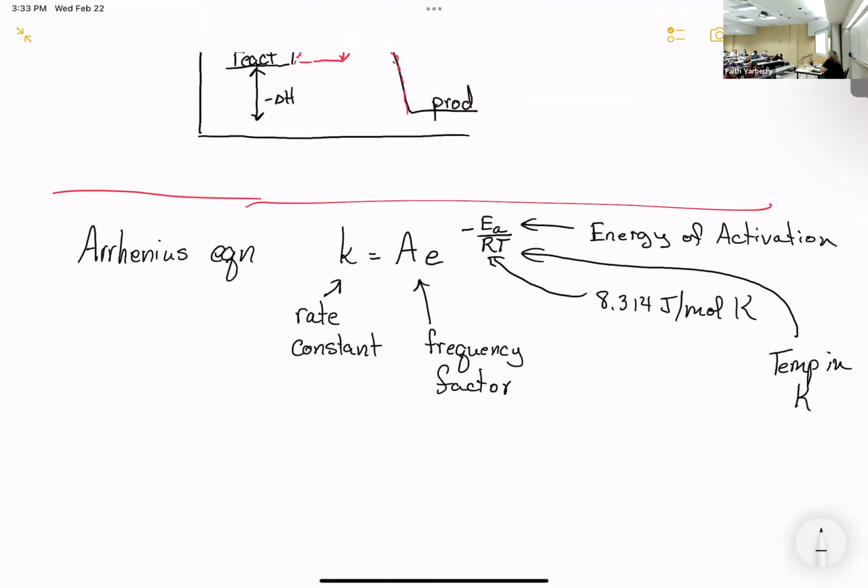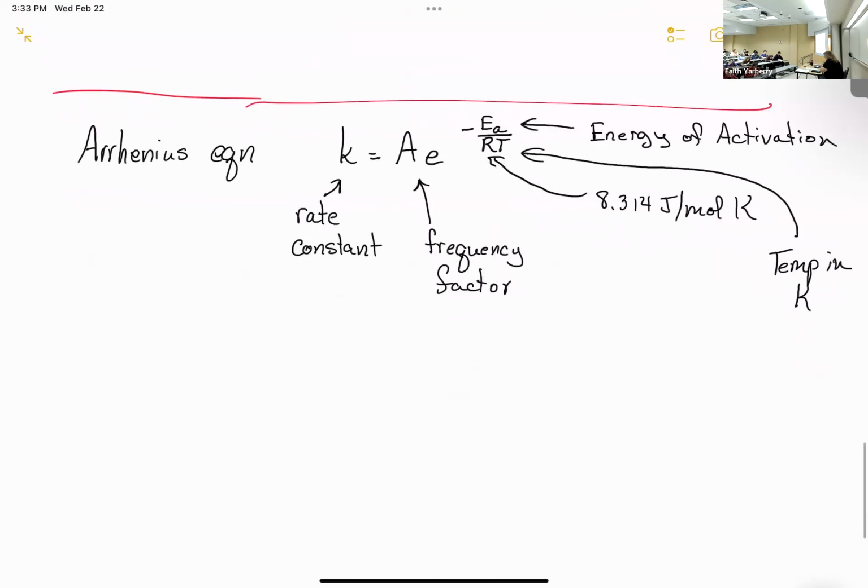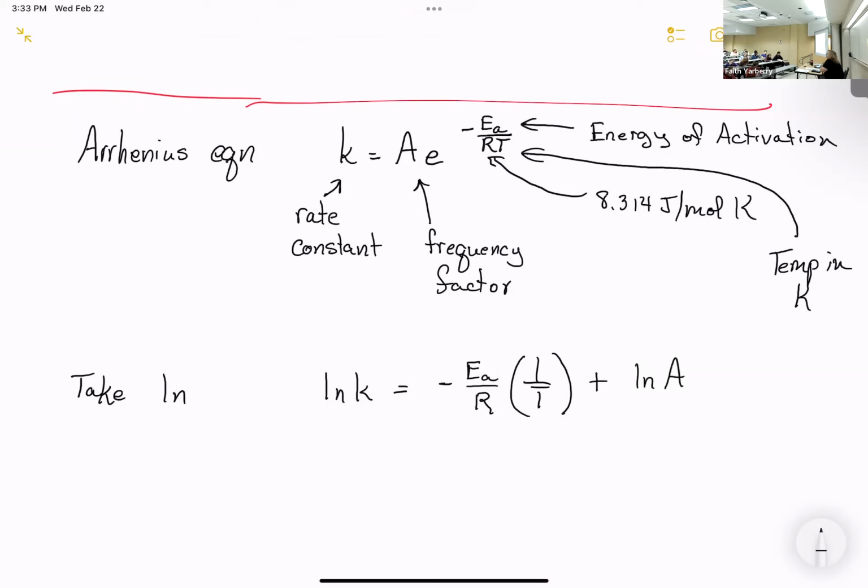Now, when you take the natural log of everything, you get the equation of natural log of the rate constant is equal to a negative E sub A over R times 1 over T plus the natural log of the frequency factor. It's this. A little better.